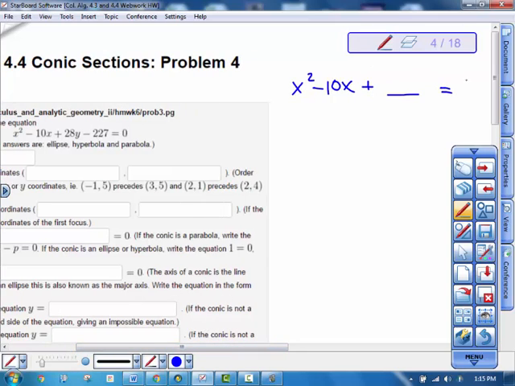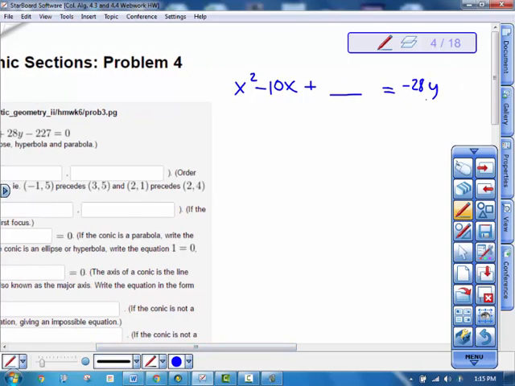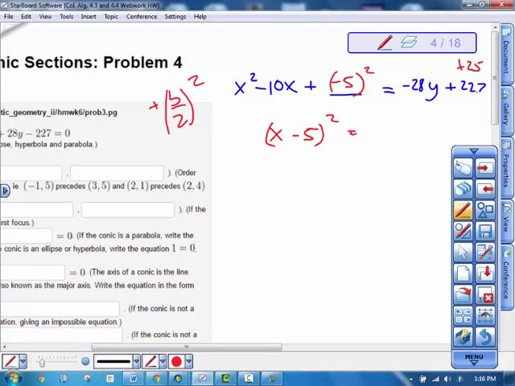So this gives us negative 28y plus 227. All right, so we're going to add something to both sides to make this a perfect square trinomial, which in this case is b over 2. So it's negative 10 over 2, which is negative 5 squared. We always add b over 2 squared to both sides, once a is 1. So this turns into (x minus 5) squared. It's a perfect square trinomial. And then I have to add 25 to this side as well, which is 252.